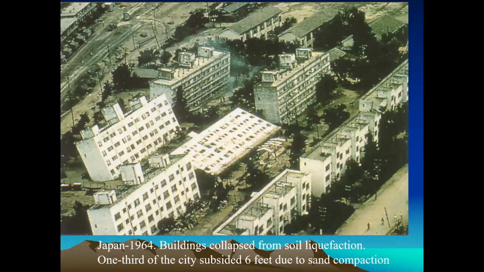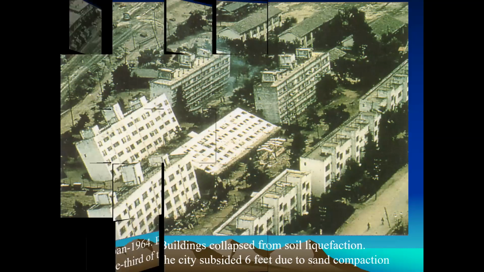This is in Japan. This was a 1964 earthquake. These buildings collapsed because the soil underneath liquefied. And it's pretty ironic because these buildings had been built to a certain earthquake code. But whoever built them forgot that what you build your structures on is just as important as how you build your structure. Somebody forgot that rule.